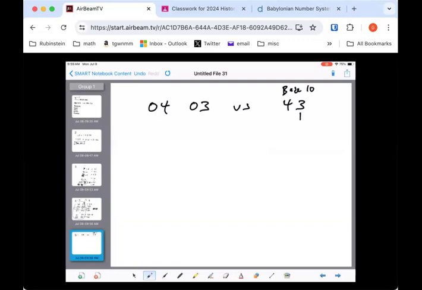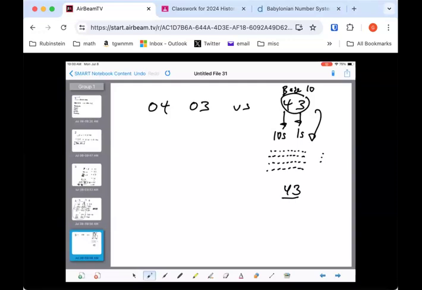And in base 10, the 3 is the ones place and the 4 is the tens place. So this represents 43 on the right here, 43 things. If I were to actually draw it, I'd have 4 groups of 10, and 3 ones left over. So this number 43 is a way of talking about those 43 dots. And for the Babylonians, they could also write 43 that way. At least that's how we're going to write it. 43 represents 43 dots.